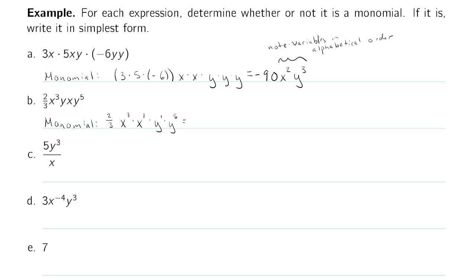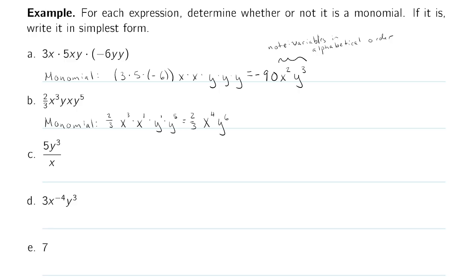So we've got 2/3. And then we'll add the exponents. x to the third times x to the first is x to the 4th. y to the first times y to the 5th is y to the 6th. We're left with 2/3, x to the 4th, y to the 6th.